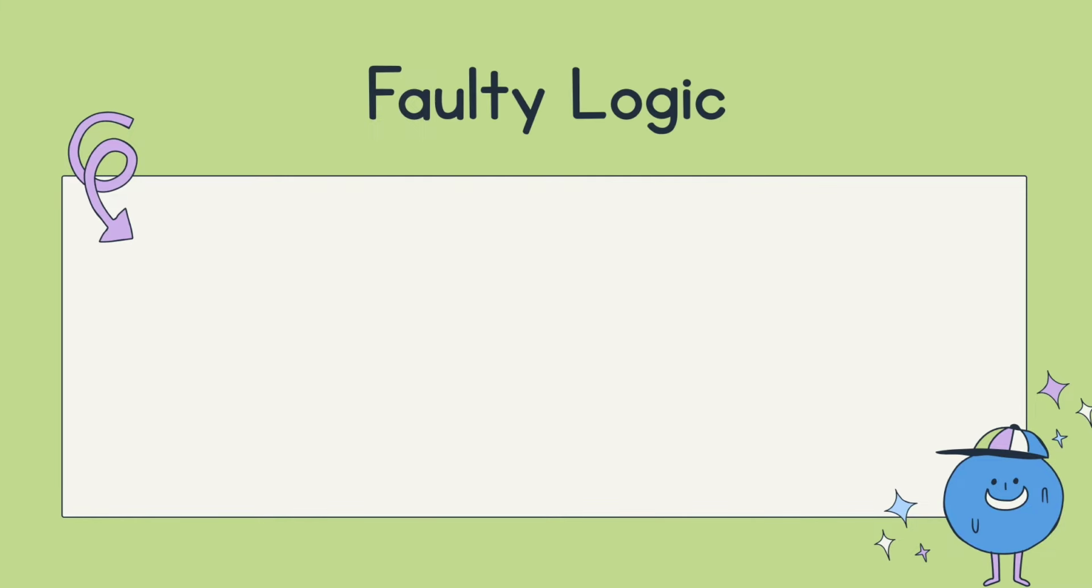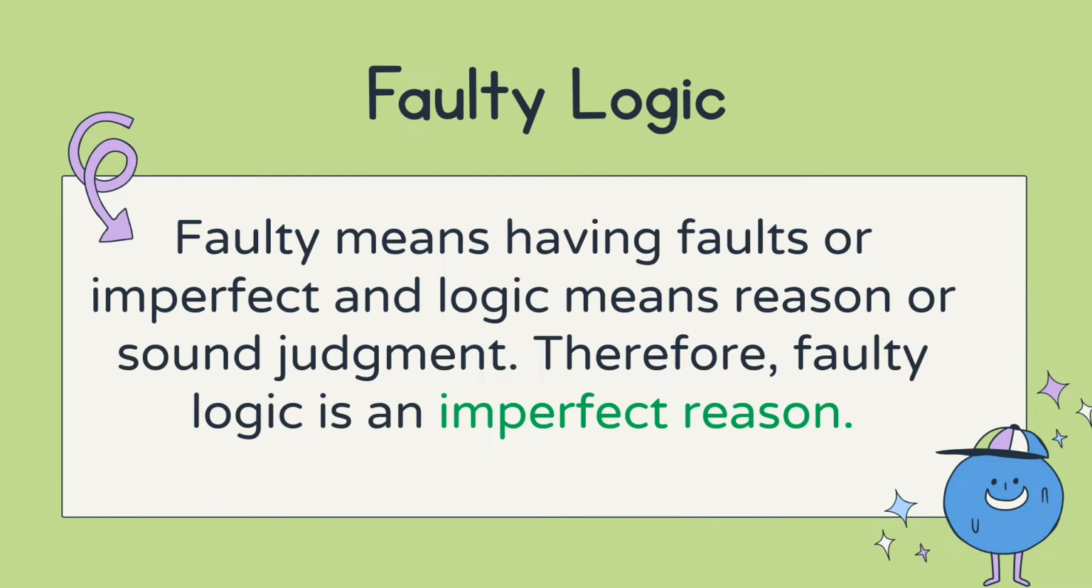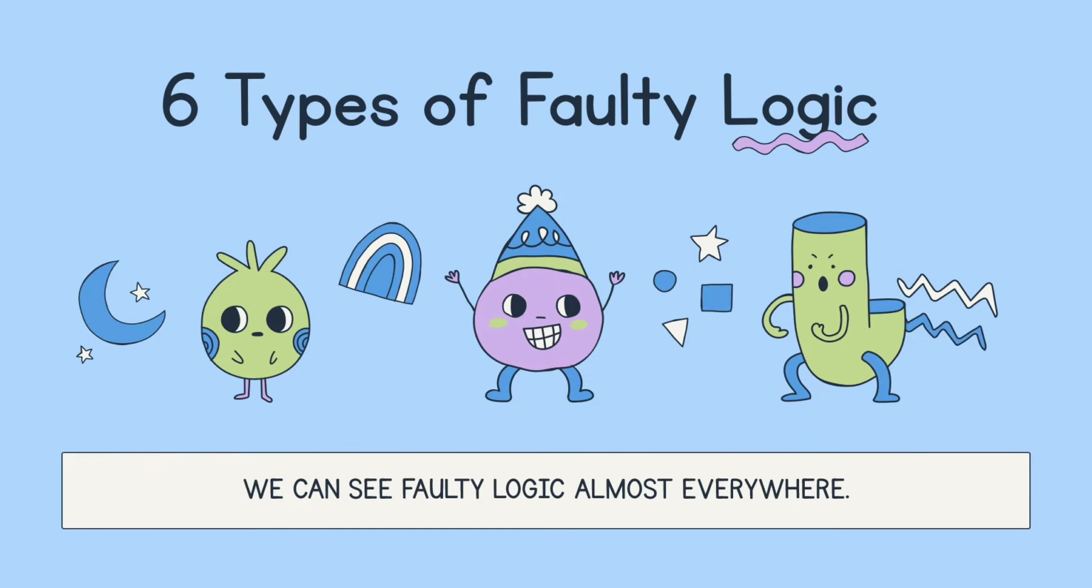First, let's define faulty logic. Faulty means having faults or imperfect, and logic means reason or sound judgment. Therefore, faulty logic is an imperfect reason. There are 6 different types of faulty logic. Let's discuss them one by one.